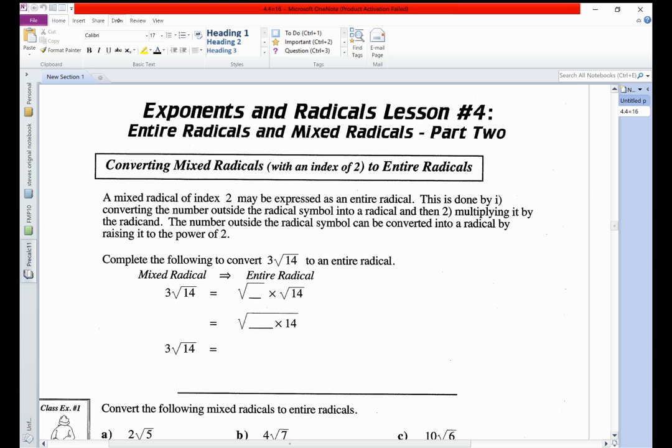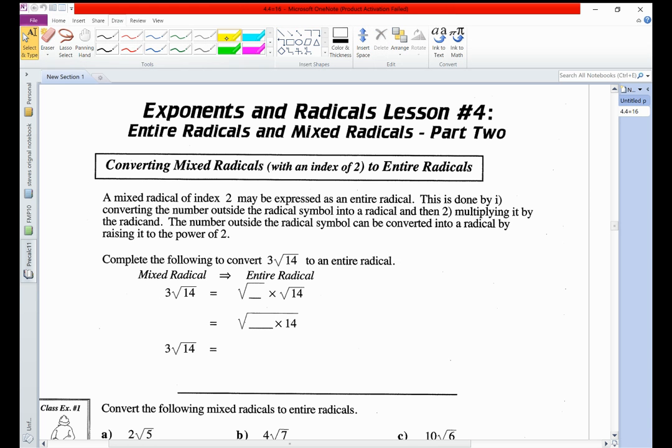Welcome everybody. Today we are looking at exponents and radicals, lesson 4. It's part 2 of the entire radicals and mixed radicals section of the notes. So last section in lesson 3, we were looking at converting entire radicals into mixed radicals. But today we are going to look at going the other way.